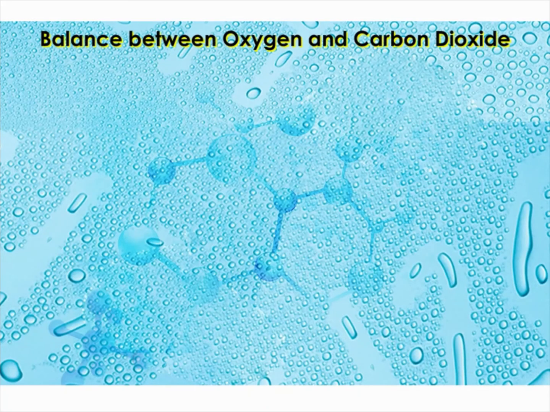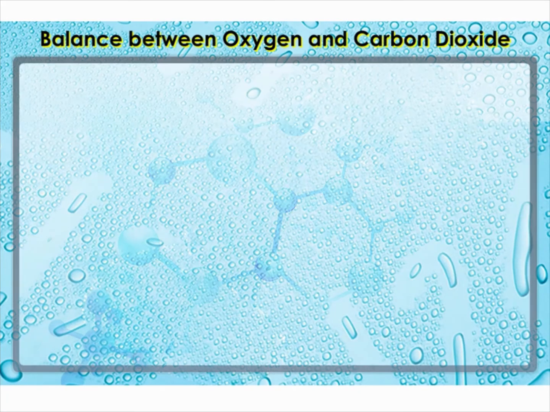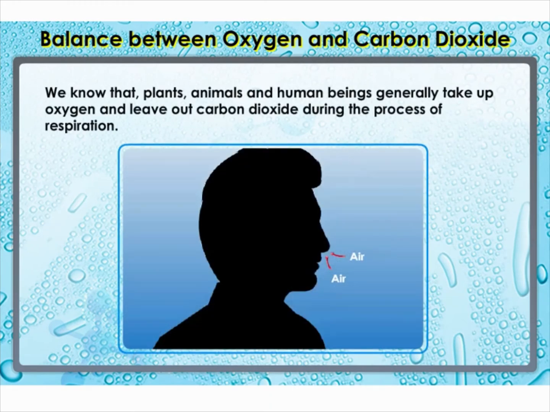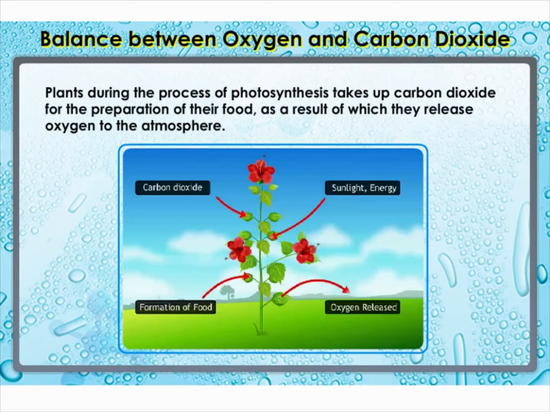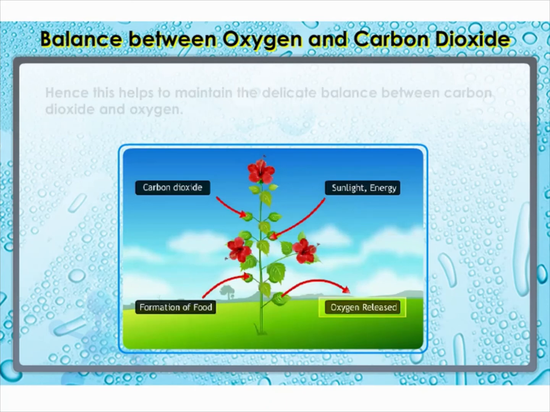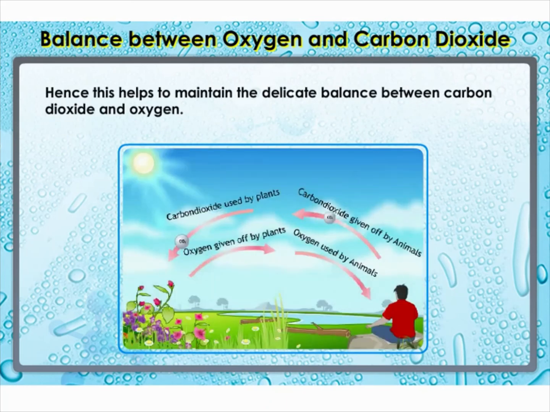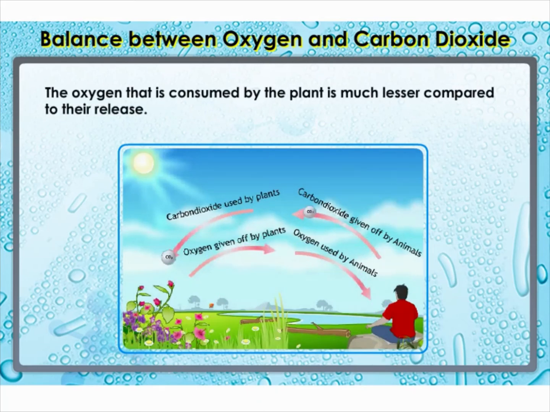Balance between oxygen and carbon dioxide. We know that plants, animals, and human beings generally take up oxygen and leave out carbon dioxide during the process of respiration. Plants, during the process of photosynthesis, take up carbon dioxide for the preparation of their food, as a result of which they release oxygen to the atmosphere. Hence, this helps to maintain the delicate balance between carbon dioxide and oxygen. The oxygen that is consumed by the plants is much lesser compared to their release.